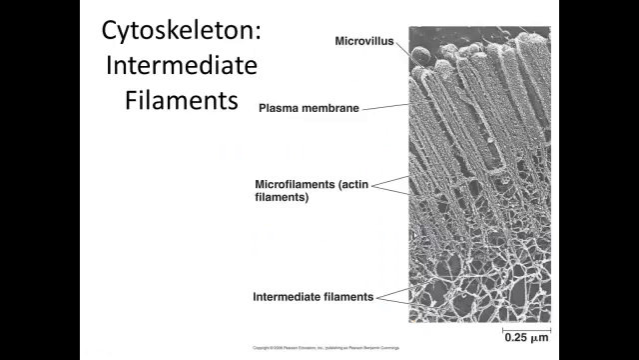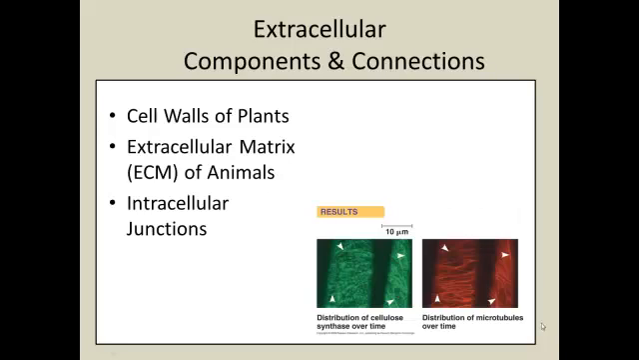Intermediate filaments are the medium-sized fibers. Their main role is in structural reinforcement of the cell and of organelles, such as the nucleus. In multicellular organisms, they are involved in cell-to-cell connections. Under the heading of extracellular components and connections, we will be talking about the cell walls of plants, the extracellular matrix or ECM of animals, and intracellular junctions.